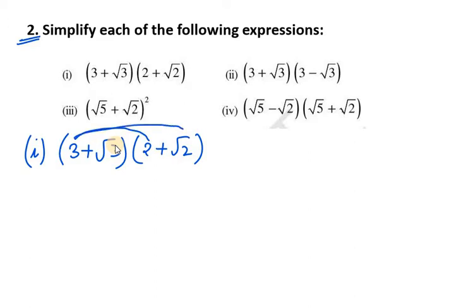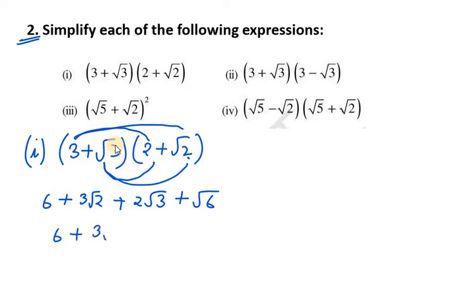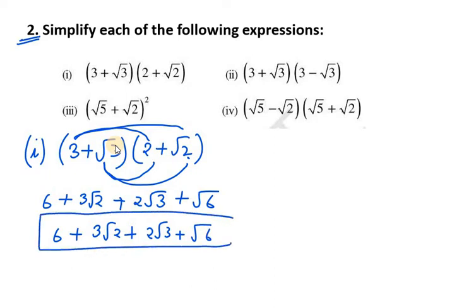So it will be 3 into 2, that is 6. The next term, 3 into under root 2. Now the second term of the first bracket will be multiplied with the first term and the second term. So it will be 2 under root 3 plus under root 6. When we have under root 3 and under root 2, they need to be multiplied and they can be in a common under root. So the value will be 6 plus 3 under root 2, 2 under root 3 plus under root 6. Now we can't reduce this because they are all different.